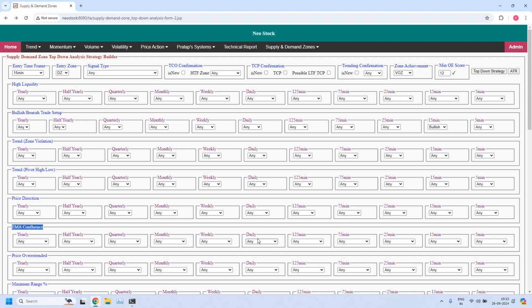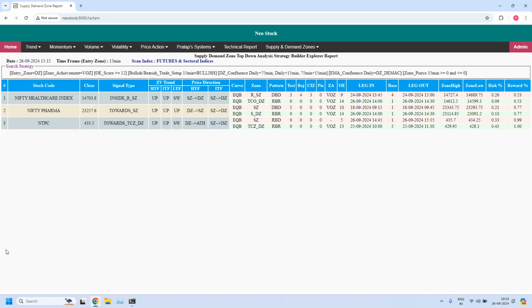In the EMA confluence, daily time frame, daily demand zone with daily EMA confluence. Enable the filter. 3 stocks are filtered. All the 3 are in uptrend, very good. And the first 2 are indices, and NTPC is an equity stock. And it is also a high liquidity zone.